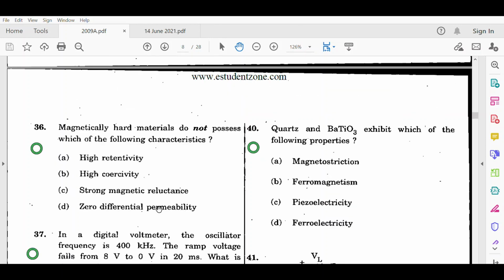Now moving on to the 36th question. Magnetically hard materials do not possess which of the following characteristics? 4 options have been given. We will solve this question.